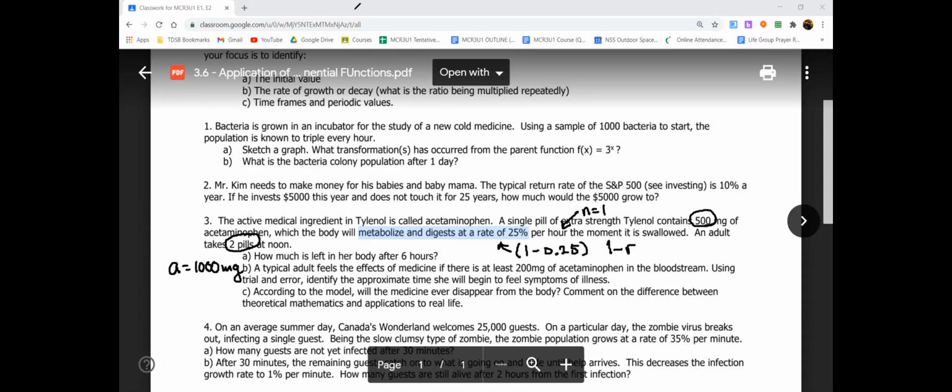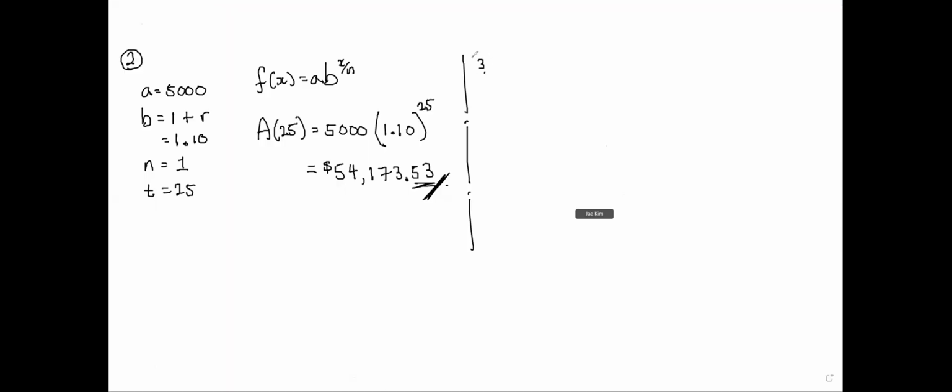Where's my whiteboard? Okay, my starting value for number 3 is 1,000 milligrams. My growth rate is 1 minus r, which is 1 minus 25%. So I am multiplying by 75% every single time. How often? Every hour. Sorry. How much time has passed before we check its dose? The question asks, how much is left in your body after 6 hours?